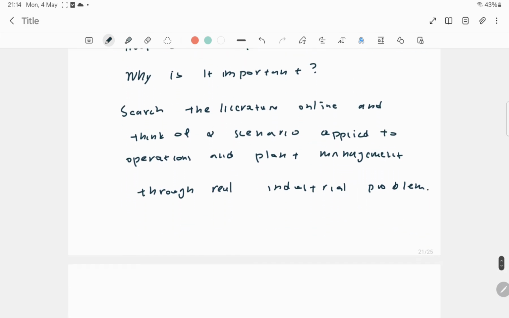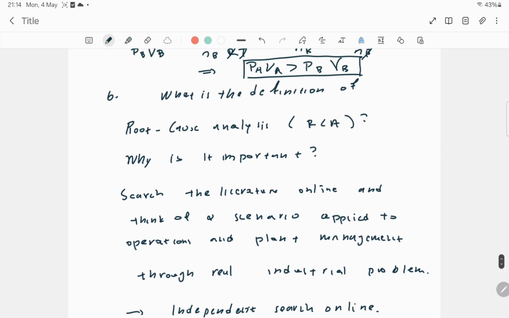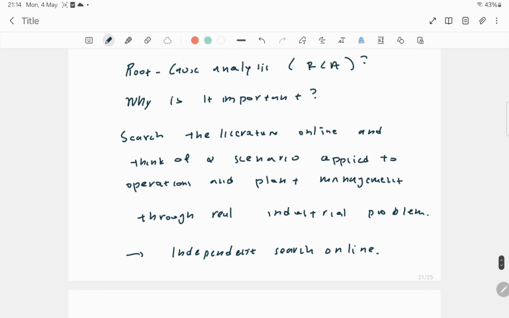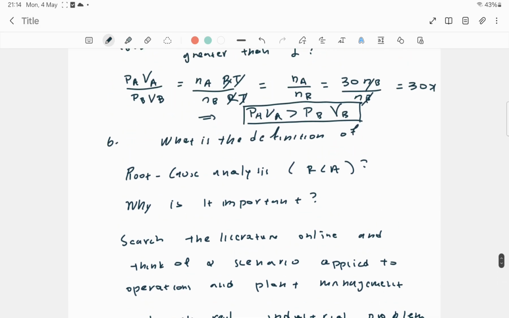Now for the root cause analysis, you can do independent search online and try to find appropriate information to build up your answer for this part.